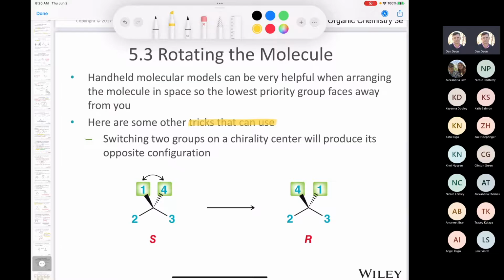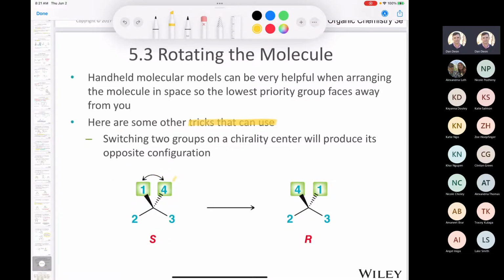Let's say you want to draw the enantiomer of a compound, or you want to reverse its stereochemistry. If you just switch any two groups on the chiral center, just swap them, it will swap the stereochemical configuration. So if you have S, you swap two groups, you end up with R. And it could be any two groups. It doesn't have to be 1 and 4. It could be 1 and 2, 3 and 4. It doesn't matter. If you swap any two groups at a chiral center, you reverse the stereochemistry.